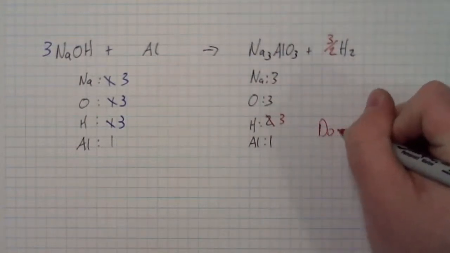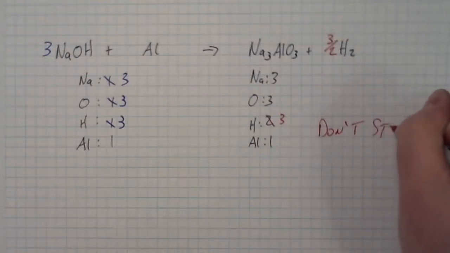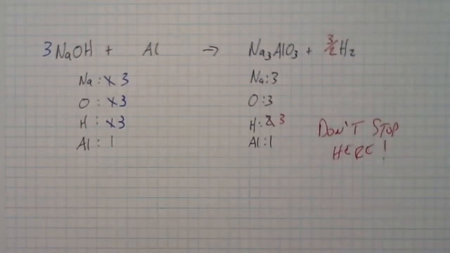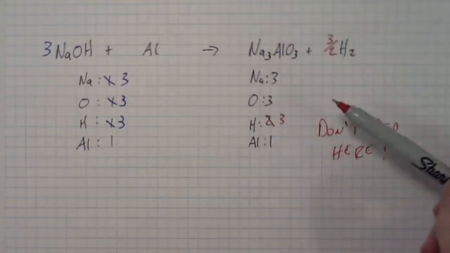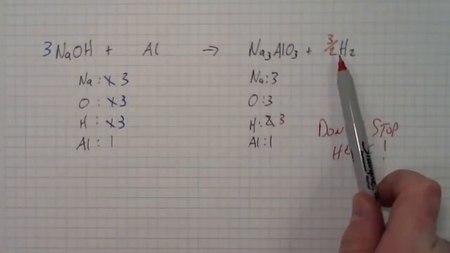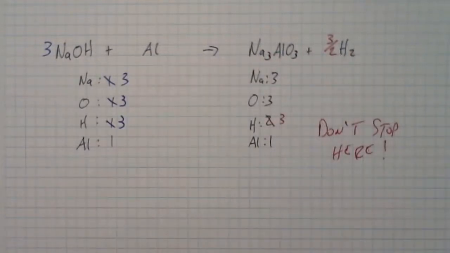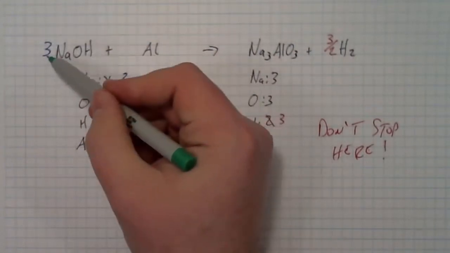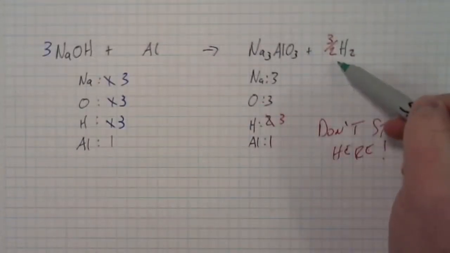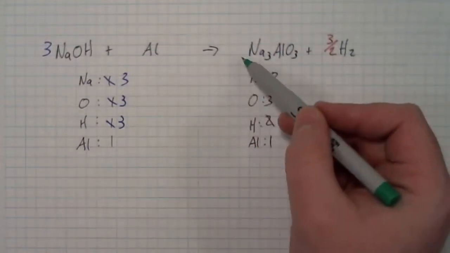No, don't. Stop here. If you stop here, I guarantee your chemistry teacher will yell at you. We're not done until these are all in the lowest whole numbers that they can be. But we can fix this really easy. We just need to maintain this ratio. So we have a ratio here of 3 to 1 to 1 to 3 halves. Remember, there's invisible ones here.